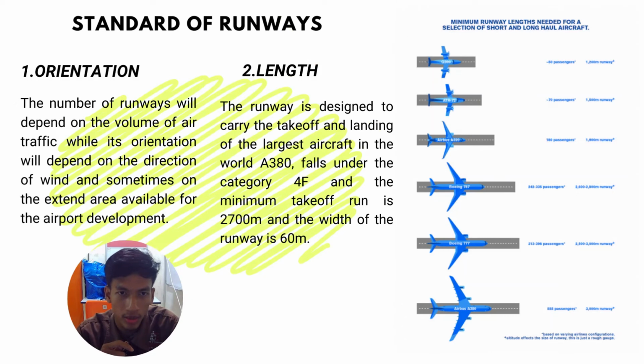Okay, next we focus on standard runway. First is orientation. Orientation will depend on the direction of wind and sometimes on the extent of area available for the airport. Number two is length. The runway is designed to carry the takeoff and landing of the largest aircraft in the world.